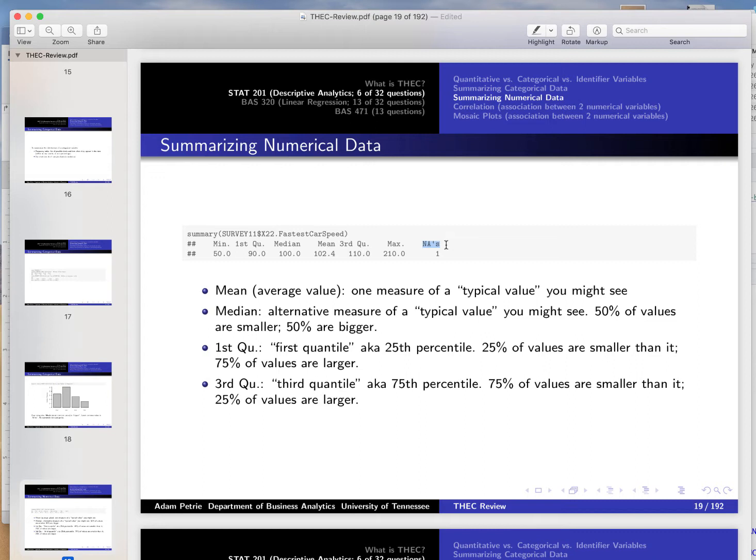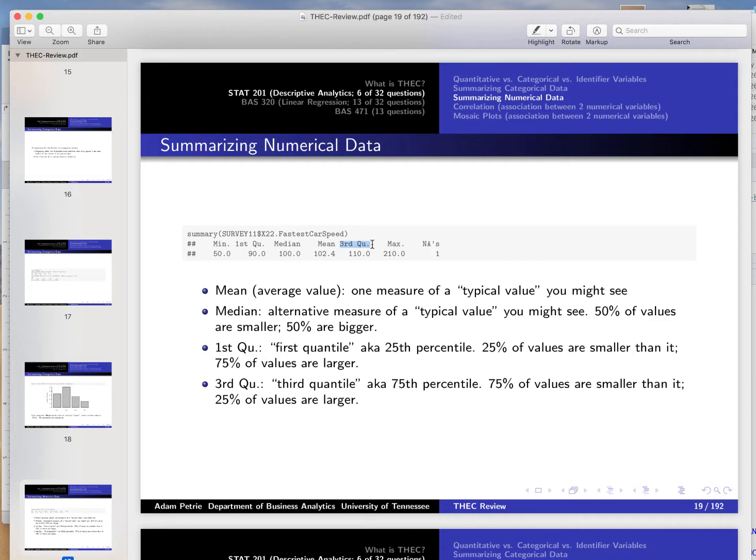So what is this 5-number summary? Well, the 5-number summary includes the minimum value in the data, 50 miles per hour in this case, the maximum value in the data, 210 miles per hour, the median, basically the midpoint if we were to sort the values from smallest up to biggest. The median value is 100, half the values are smaller, half the values are bigger, and then also the first quantile and the third quantile.